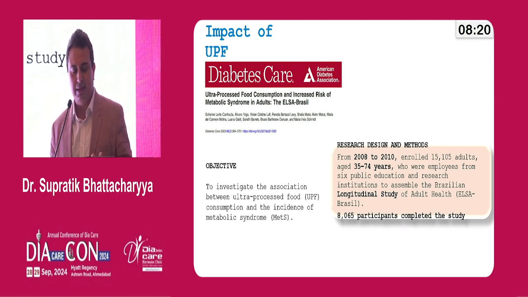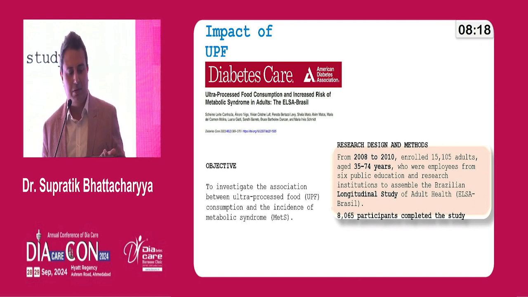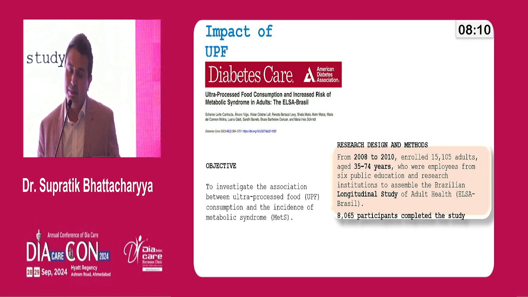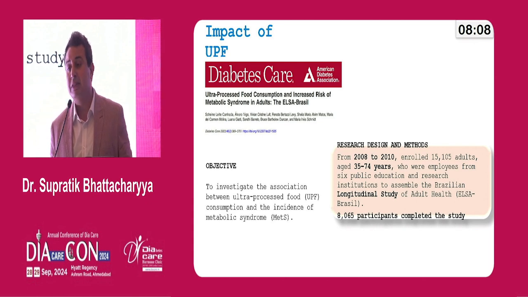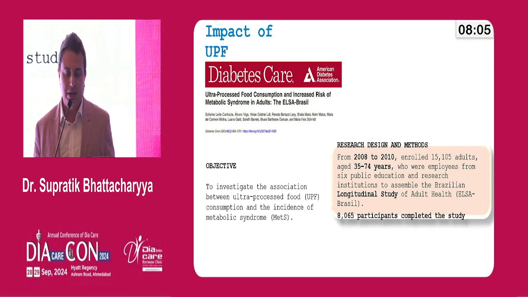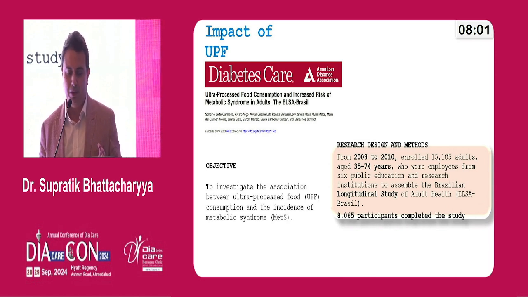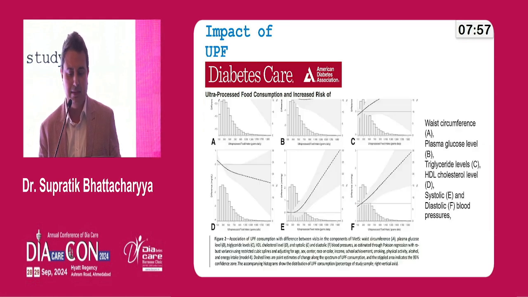Again, another study that had been done with ultra-processed food clearly shows that there's an increased risk of metabolic syndrome in adults, the ELSA Brazil study. You can see here the study included a population between 35 years and 74 years, and finally about 8,000 odd participants completed the study.